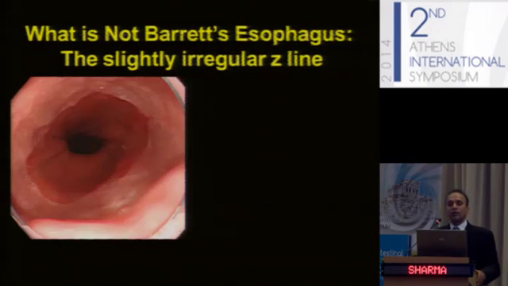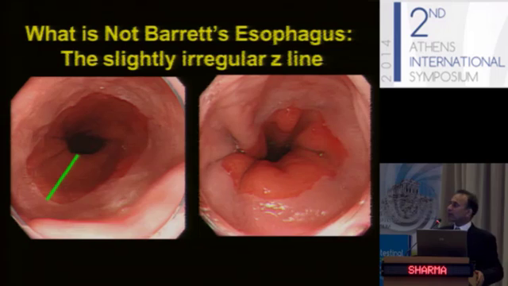Equally important is knowing what's not Barrett's esophagus. So we spend time making a diagnosis of Barrett's, but what's not Barrett's esophagus is shown here: this is actually a hiatus hernia and not Barrett's esophagus. If you remove air from the distal esophagus, what you see is that the top of the gastric folds and the squamocolumnar junction are at the very same level.